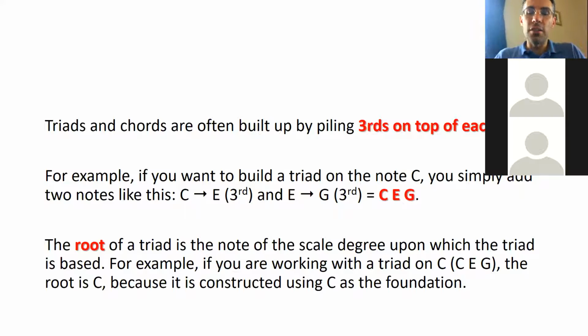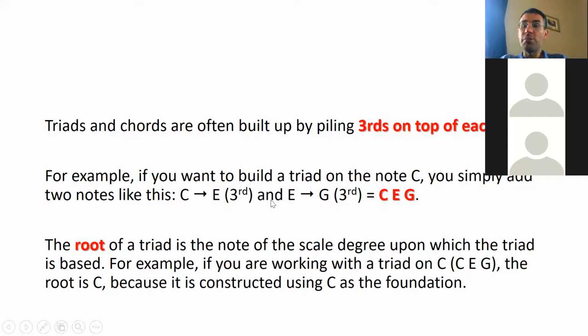Right, triads and chords are often built by piling thirds on top of each other. So we've learned about the interval of a third. Remember, that's where, let's say, if you have the notes C and G, where C is the lowest note, if we count C, D, E, it's a third, right? So triads and chords are often constructed using thirds piled up on top of each other.